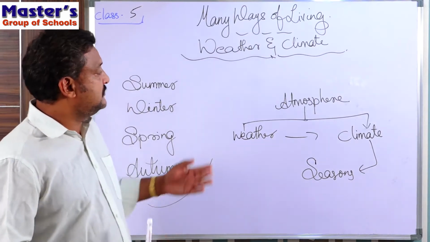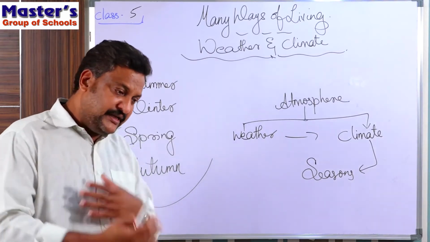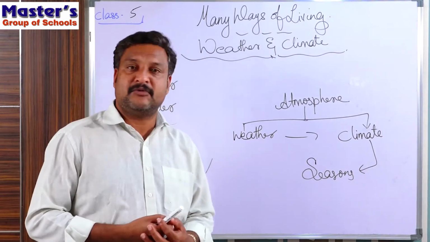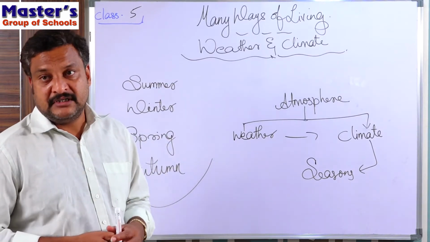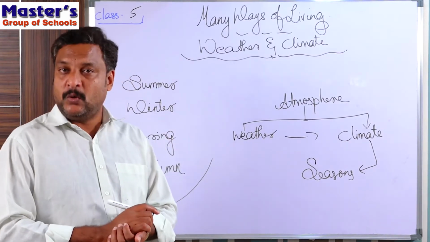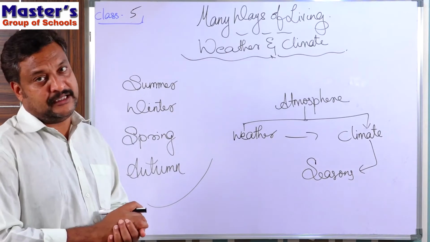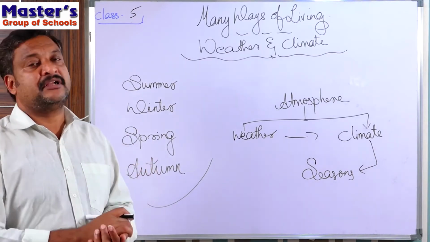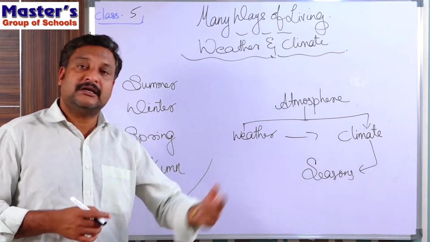So Earth is covered by a thick layer of air called atmosphere. There are some changes that are happening within this atmosphere, and that is called weather and the climate. The changes that are happening for a shorter period of time are called the weather, and what is happening for the longer time period is called the climate, or the average weather conditions of a place over a period of time is called a climate.